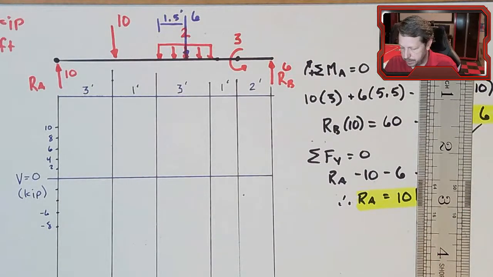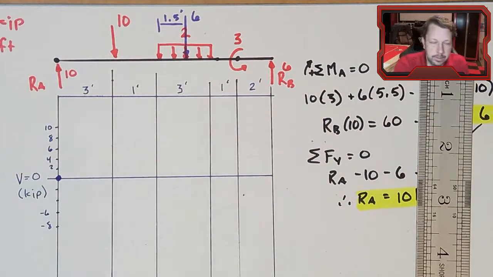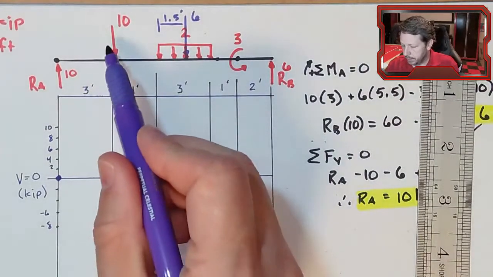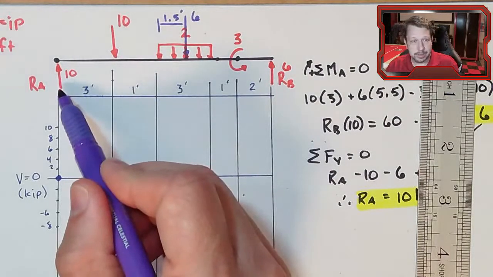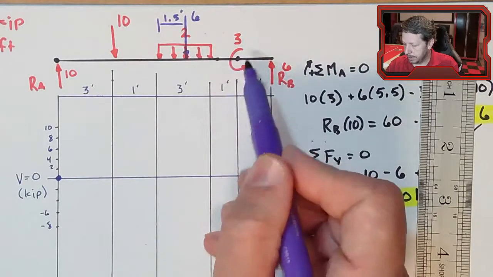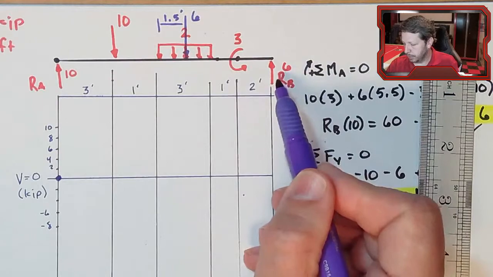When you're drawing the shear diagram, let's draw it in purple. You start at 0 and you follow these rules, and basically you're looking for anywhere there's a point load. Here's a point load. Even though it's a reaction, it's still a point load. A point load, a distributed load. We don't care about the concentrated moments in the shear diagram, so I can ignore that. And there's another point load.